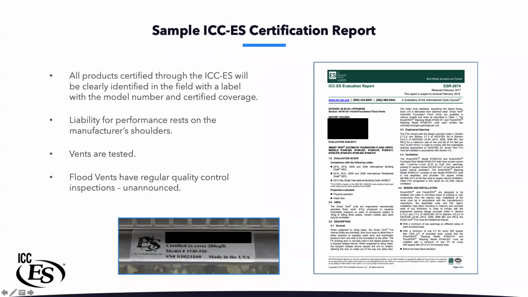And here's just an example of this ICC-ES certification. Your engineered flood vents are going to have this type of report. Bottom left-hand picture, if you're ever looking at a flood vent, you're going to look for this sticker with the ICC-ES logo on it. The vent is also going to have the model number, and it's going to have what it is certified to cover. So once again, that example I gave a little bit ago, a 1,200 square foot structure, you're going to need 6 of these vents to be in compliance in order to meet that.